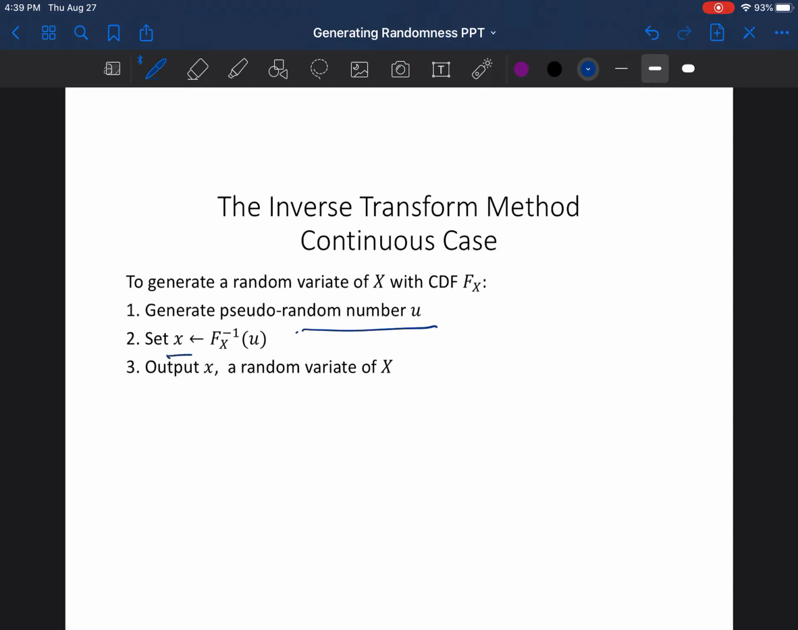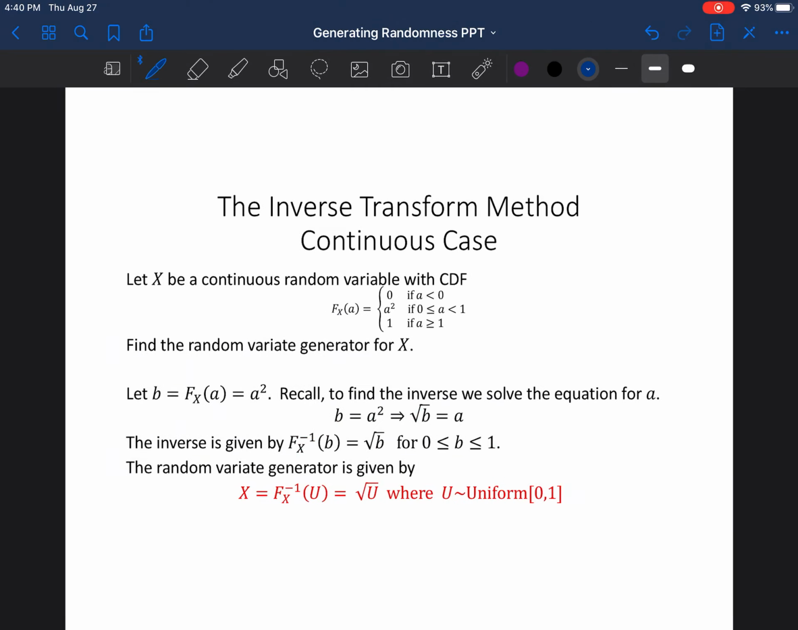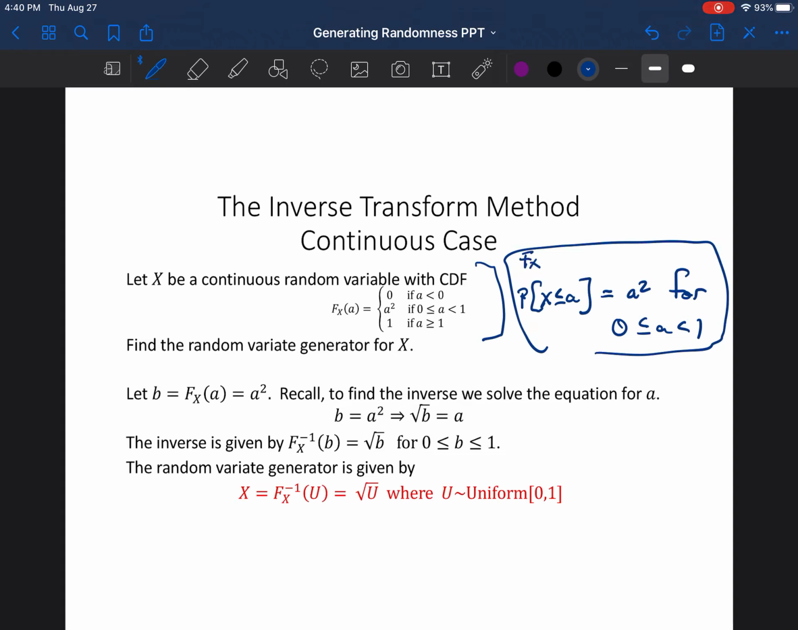We're going to generate our random number u. We stick it into the inverse function, and then we output x, a random variable. So let's try it for the following CDF as an example. If we have this as our CDF, it's the square. F_X of a is a squared. In other words, the probability that x is less than or equal to a equals a squared for 0 less than or equal to a less than 1, right? Because that's F_X of a. Remember, this is one of the fundamental definitions of CDF.